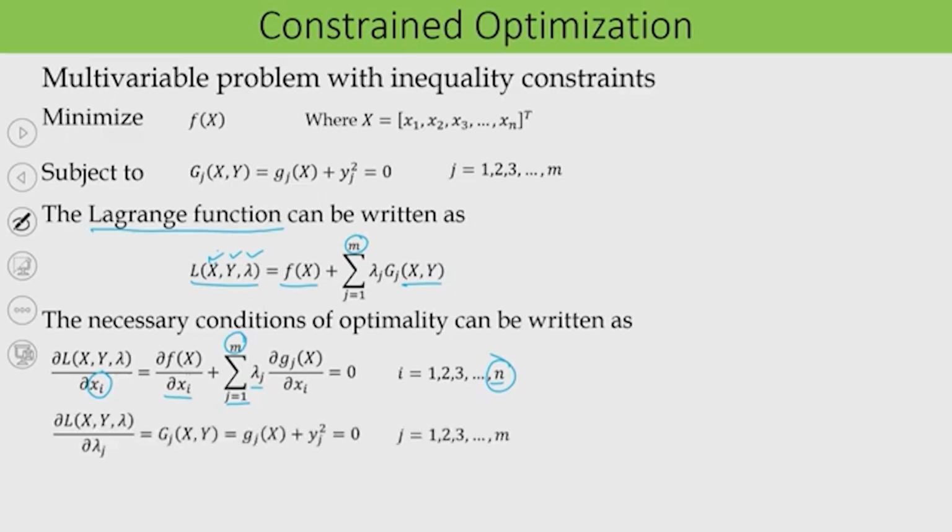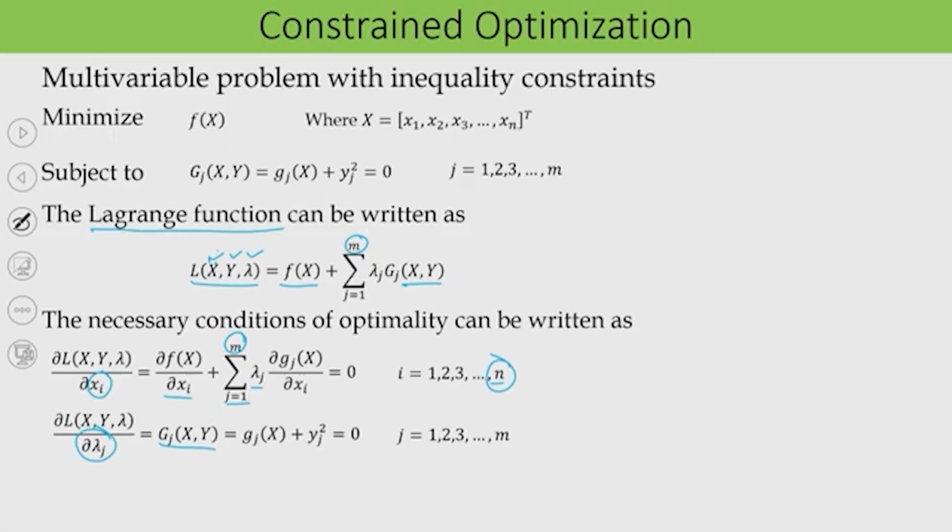Next is the derivative with respect to lambda_j. If you take the derivative with respect to lambda_j, I get Z_j(x, y), which is equal to small g_j(x) plus y_j square equal to 0.